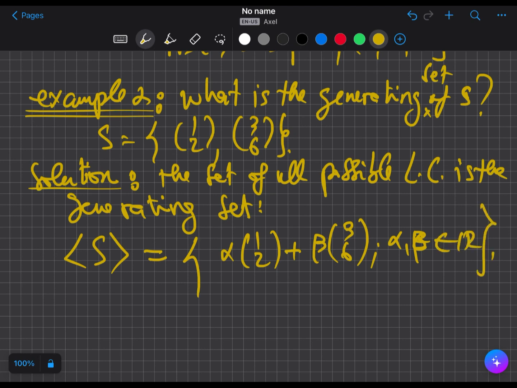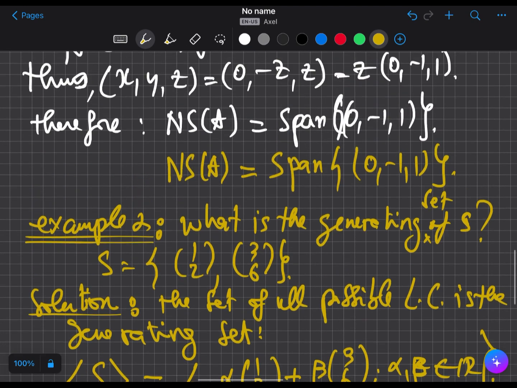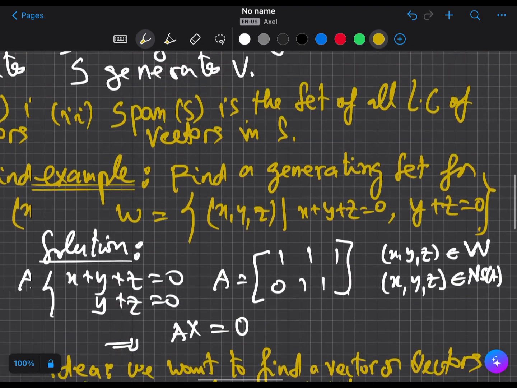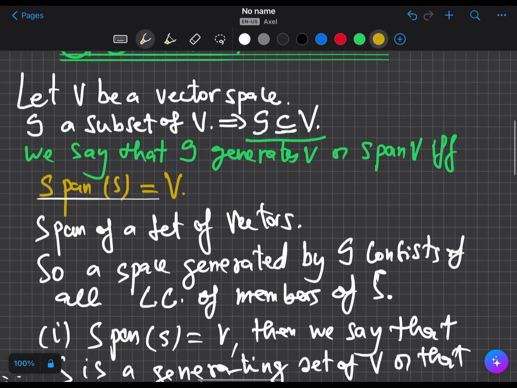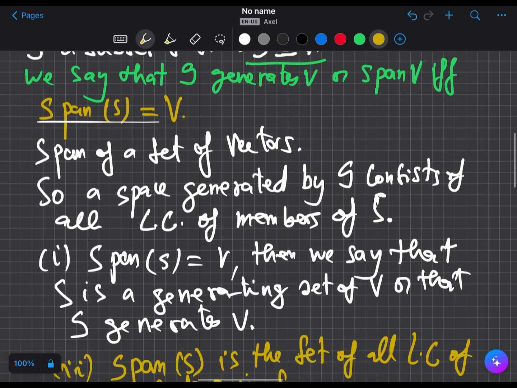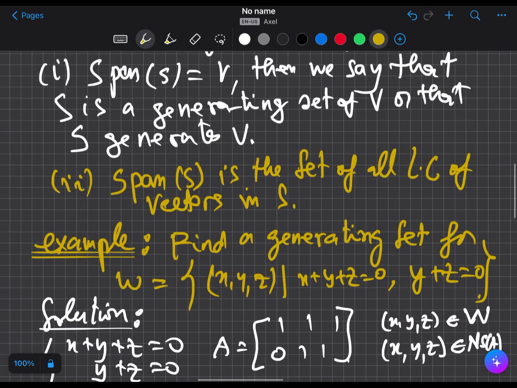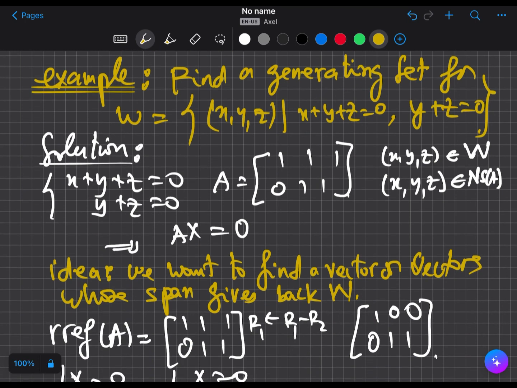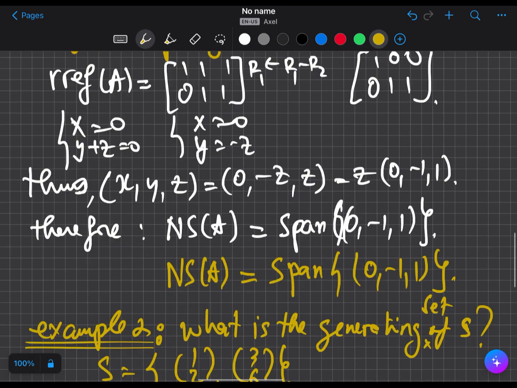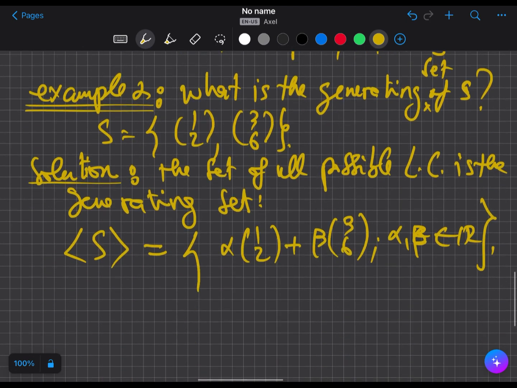So in this video, you were able to define what we call a generating set, define the span of a vector, and answer the question of how to find a generating set for a certain vector space. In the next video, we will do more practical exercises on the generating set. Thank you.